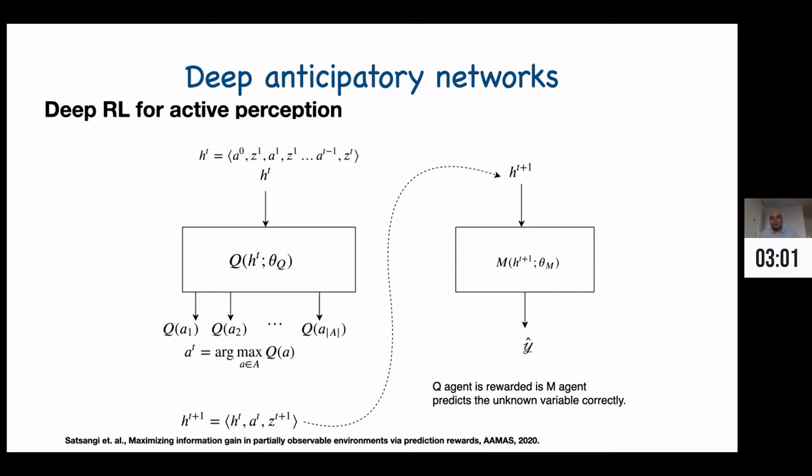And if the M network correctly predicts what is going on, then the Q network in turn is rewarded. Ideally, both of them are trying to accomplish a joint task, and they are able to help each other or improve each other's behavior. We finally show that the Q agent, or the Q network here, is able to learn to select observations that are most useful or most relevant for the M network to predict the hidden state of the world.